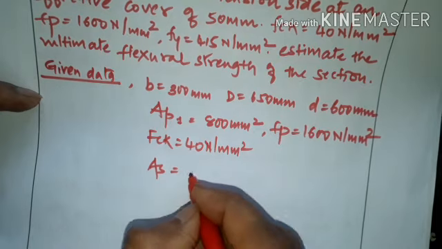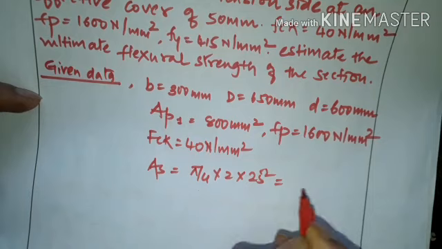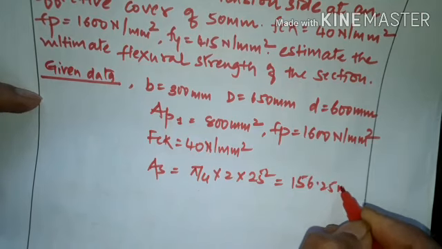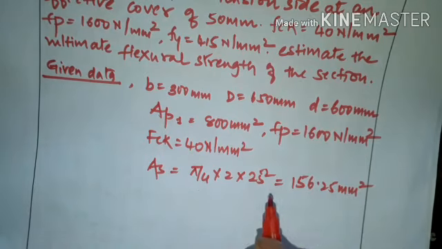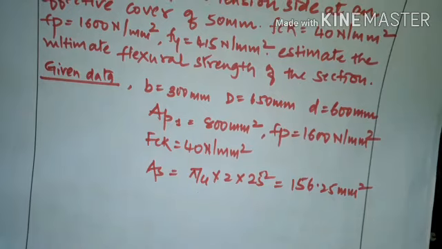Again one more, that is the area of steel As is given as 2 bars of 25 dia, so pi by 4 into number of bars 2 into 25 square, so we will get this as 156.25 mm square. This is given as area of steel, that is 156.25 mm square.